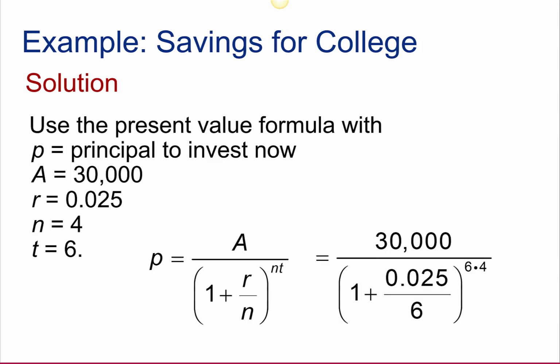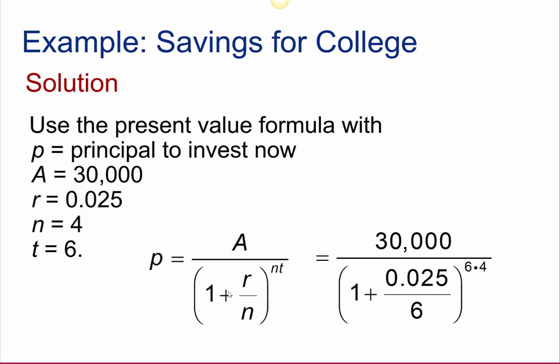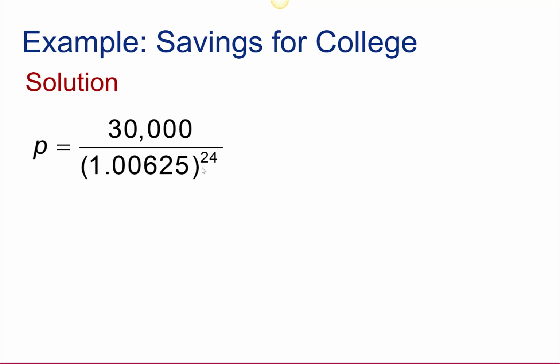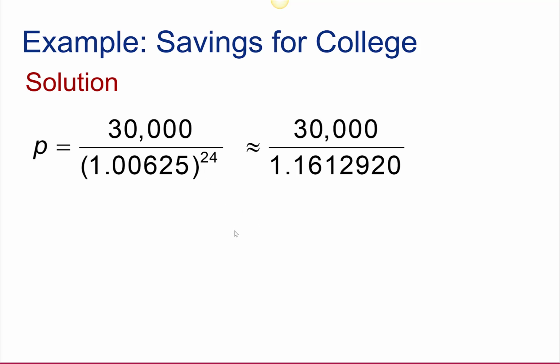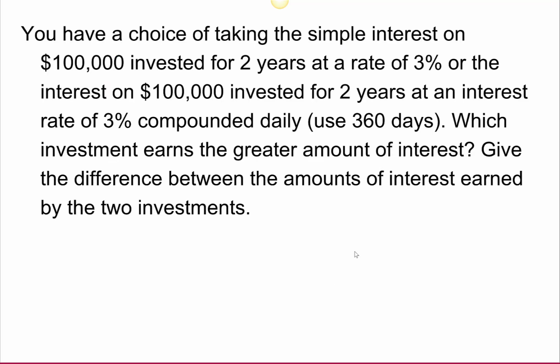So we're going to put our numbers into the formula. Again, we're going to simplify inside the parentheses first. So I took 0.025 divided by 4 and added 1. And then I'm going to raise that to the 24th power. And then finally, I'm going to divide that value into the numerator of 30,000. And so Will needs to invest approximately $25,833.30 now to have $30,000 in 6 years.